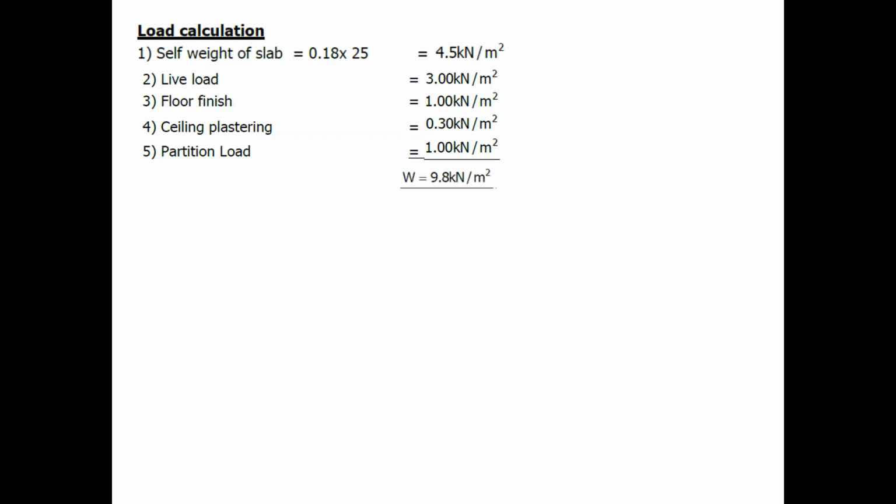Okay, 9.8 kilonewton per meter square. This one you have to convert to factored load. So you'll get 14.7 kilonewton per meter square. Just round up to 15 kilonewton per meter square. Why are you always converting to factored load? Why not the working load? Any particular reason?